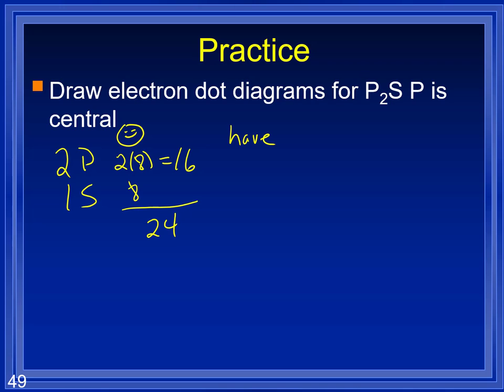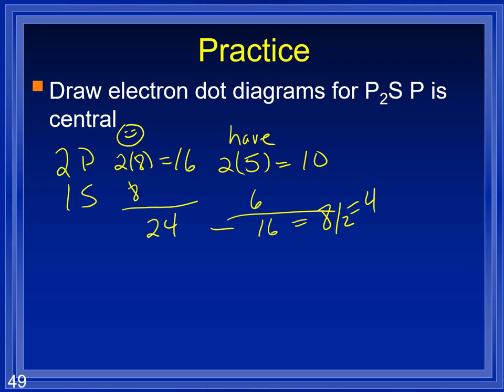Okay. The phosphorus is in group 5A, so it has 5. And there's 2 of them. So that's 10. And the sulfur is in group 6, so it has 6. So 10 and 6 is 16. 24 minus 16 is 8, divided by 2 is 4. Everybody okay with that? Yeah.